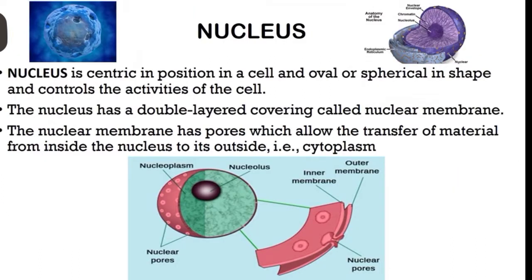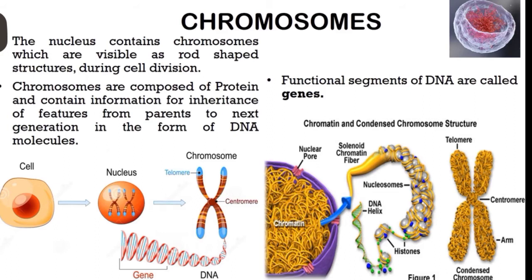Nucleus is centric in position in a cell, oval or spherical in shape, and controls the activities of the cell. The nucleus has a double-layered covering called nuclear membrane. The nuclear membrane has pores which allow the transfer of material from inside the nucleus to its outside, that is cytoplasm. The nucleus contains chromosomes which are visible as rod-shaped structures during cell division. Chromosomes are composed of protein and contain information for inheritance of features from parents to the next generation in the form of DNA molecules. Functional segments of DNA are called genes.